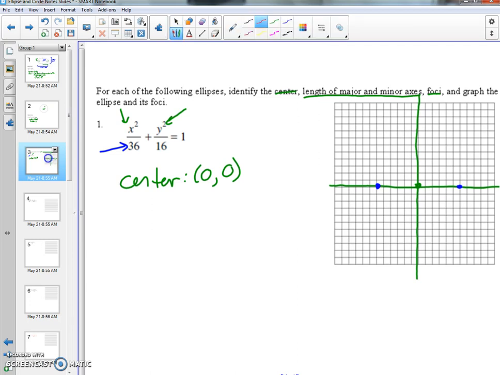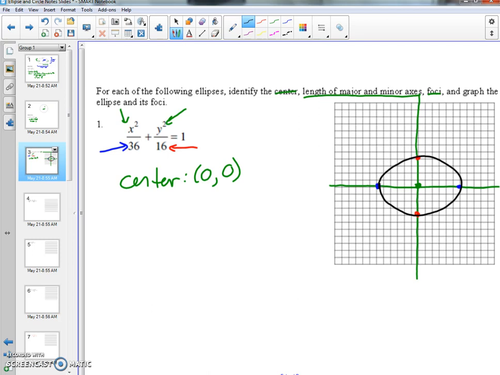The amount I move up and down then comes from whatever is under the y. So 16, we always take the square root. The square root of 16 is 4. So vertically, I'm going to go 4 up and 4 down. This is then my ellipse.